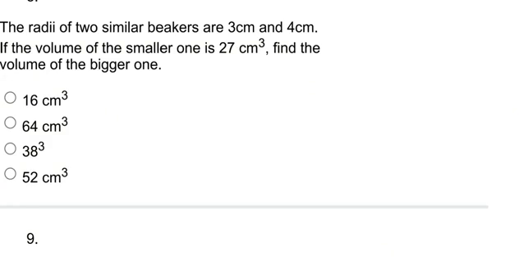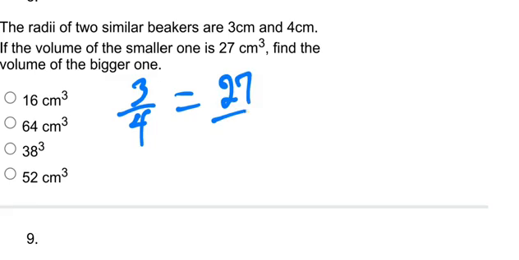All right, the question is, the radii of two similar beacons are 3 centimeters and 4 centimeters. The volume of the smaller one is 27 centimeters cubed. Find the volume of the bigger one. So what you're going to do here is that we're going to have the linear scale, which is 3 over 4, must be equal to the volume scale. The 3 is the smaller one, that will be 27 all over the volume of the bigger one.